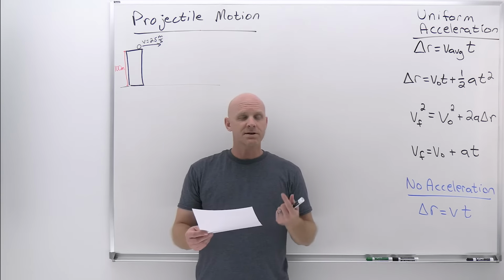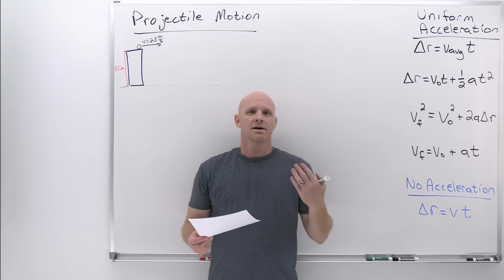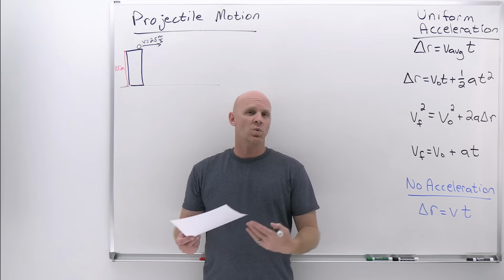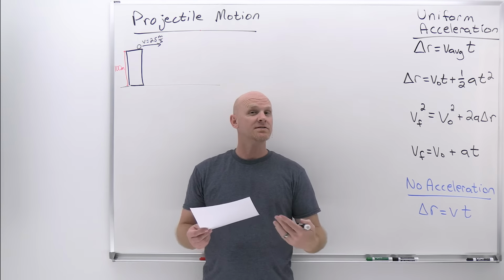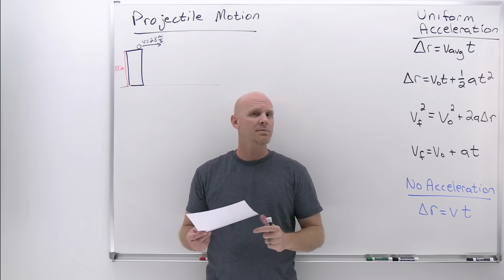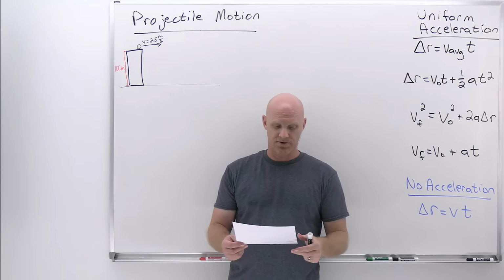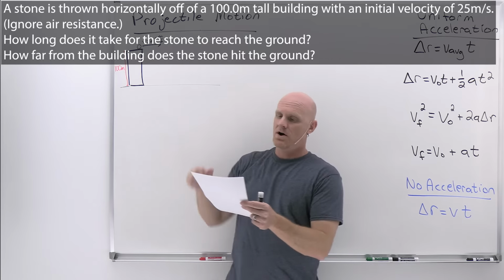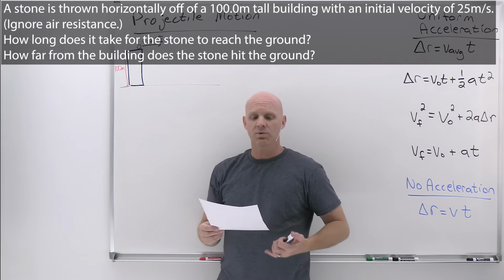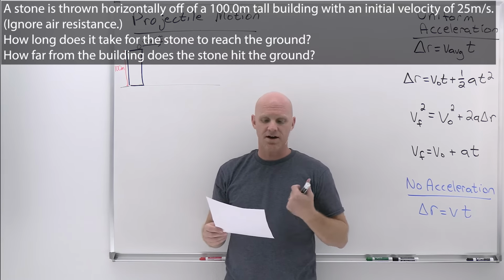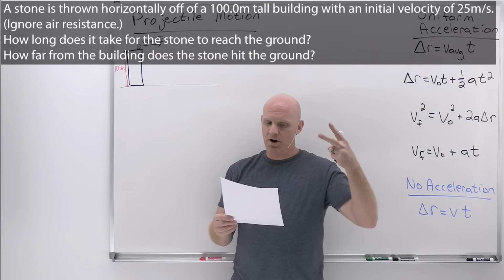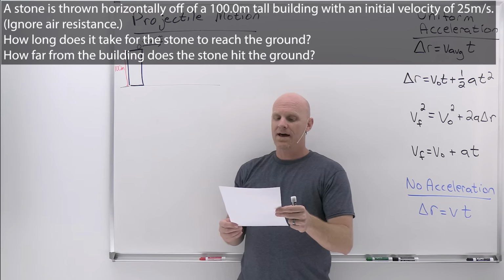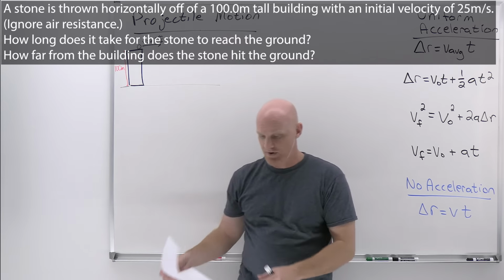All right, the next problem is going to be dealing with free fall. Sort of, but free fall now in two dimensions. So we're going to have both x and y components to deal with, but it's still going to be analogous to some of the free fall problems we did in the last chapter that were one-dimensional. So the question reads, a stone is thrown horizontally off a 100.0 meter tall building with an initial velocity of 25 meters per second. Ignore air resistance. Two-part question. How long does it take for the stone to reach the ground, and how far from the building does the stone hit the ground?